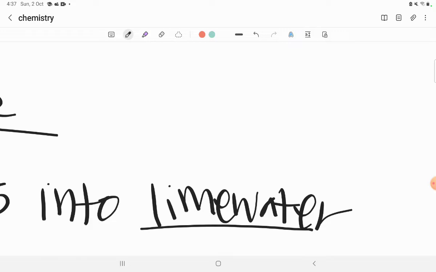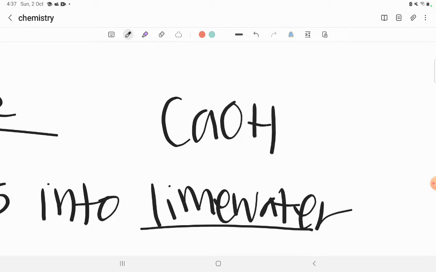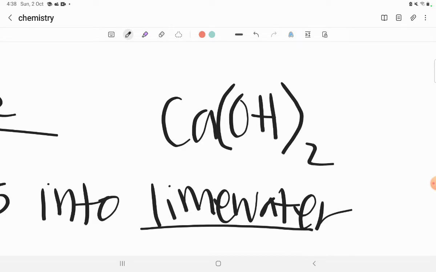What is the chemical formula for lime water? I gave you 10 seconds to answer. 10, 9, 8, 7, 6, 5, 4, 3, 2, 1. Okay, the chemical formula for lime water is calcium hydroxide. I do not know if that's true. It's either calcium hydroxide or calcium oxide. Let me check. Let me Google. Lime water formula. Ca(OH)2. Maybe I was wrong. It's Ca(OH)2, apparently.